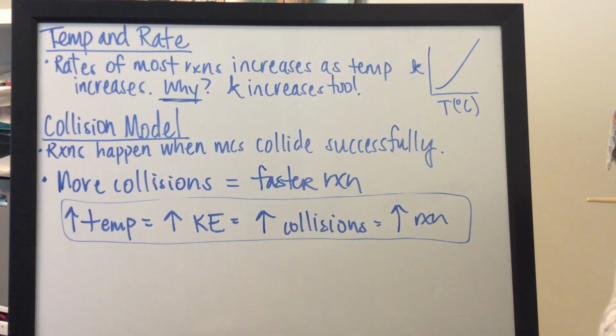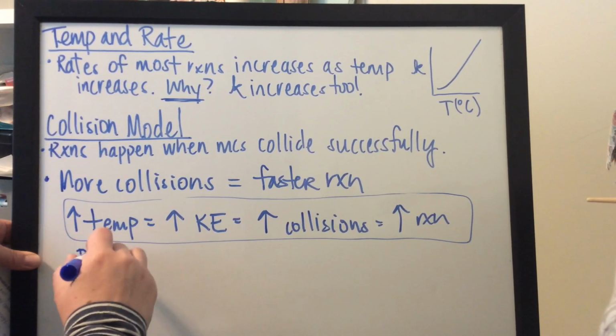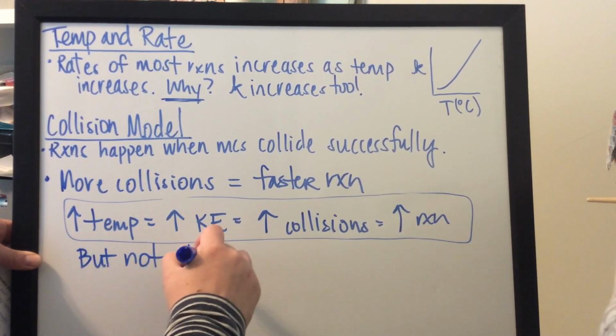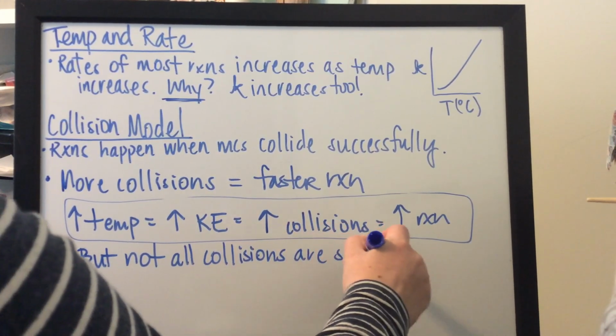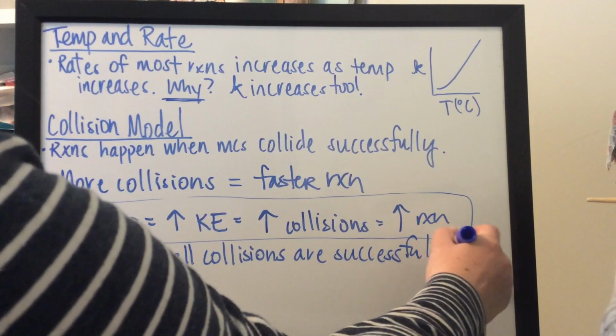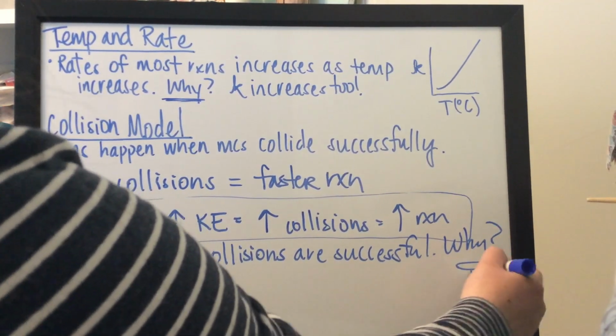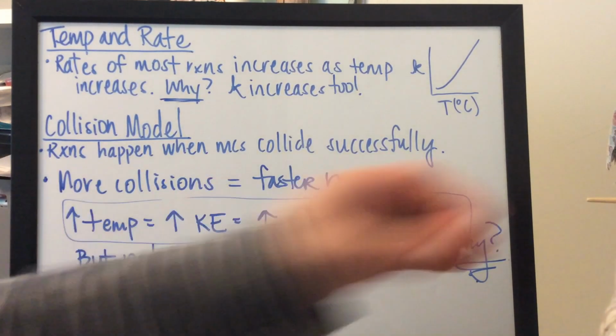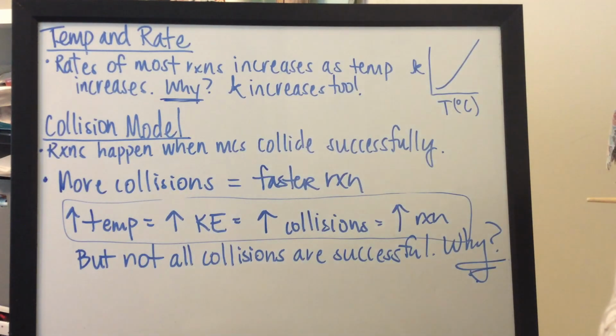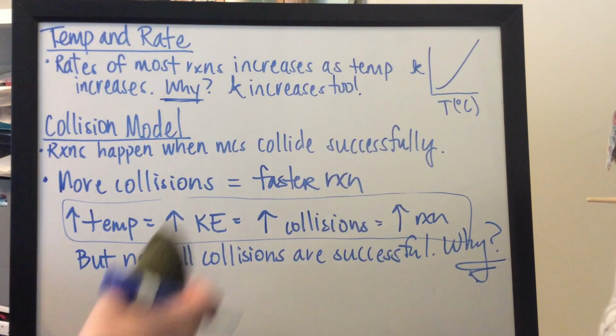But there's an important point here that it says, but not all collisions are successful. Okay, or not all collisions between reactant molecules produce a product molecule. And so the question is why. There has to be something else that governs collisions other than the fact that they just have to collide together. Okay, and that factor is the orientation.